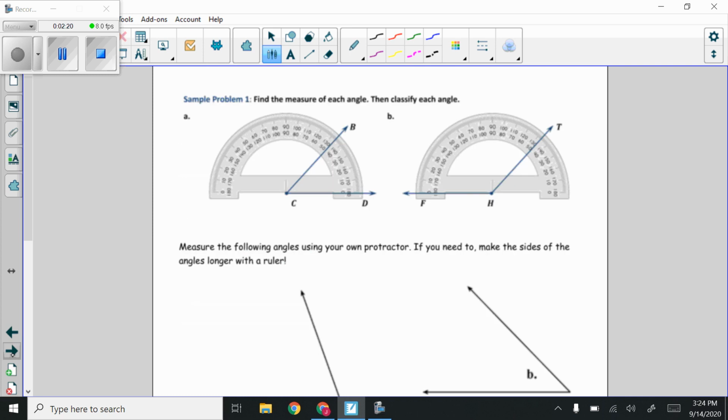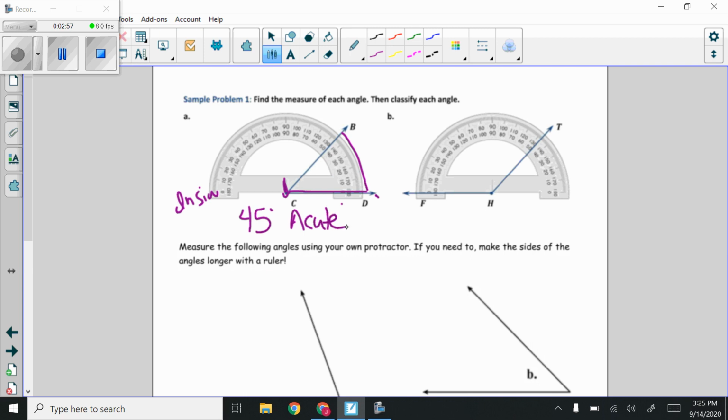All right, so let's look at that. Find the measure of each angle. Notice that this is our starting point down here. The center of the protractor is at my vertex. This is lined up with the 0. The 0 is on the inside, so I'm going to read my inside numbers. I come all the way up, and on the inside it looks to be about 45 degrees. Classify it. Is it acute, right, obtuse, or straight? 45 is less than 90, so this is an acute angle.